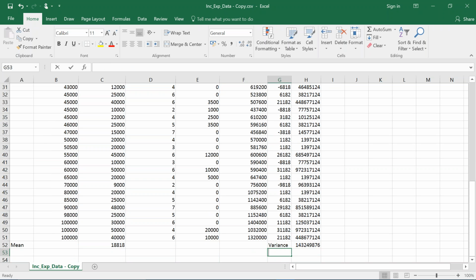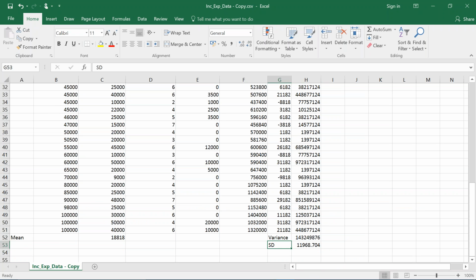And what is standard deviation? Is equal to square root of variance. So this is square root of variance. So basically, how is standard deviation used? The way standard deviation is used, I know this is mean 18,000. If I do 18,000 plus or minus one standard deviation, what it will give me?